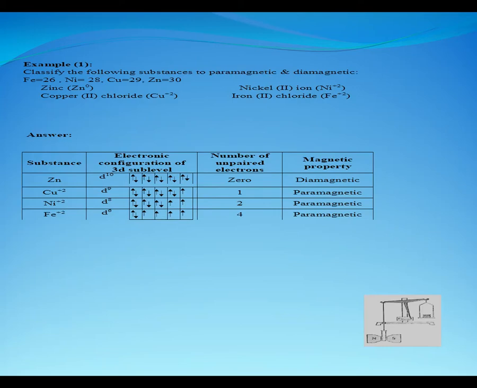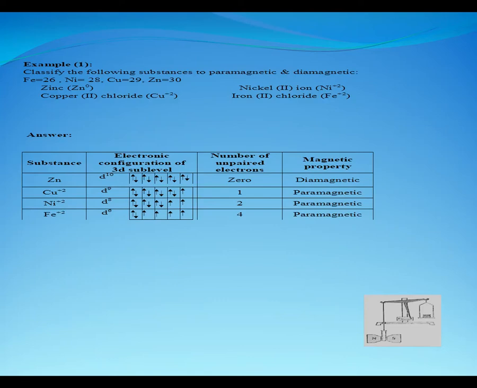For copper, for example, the copper ion has the electronic configuration argon 18, 4s0, 3d9, which has the number of unpaired electrons equal to 1, and therefore this is a paramagnetic material. For nickel, Ni2+ has the electronic configuration argon 18, 4s0, 3d8, the number of unpaired electrons equals 2, and so it's a paramagnetic material.